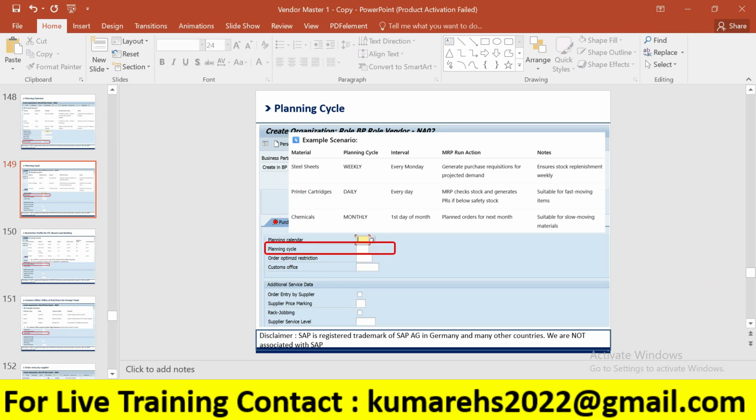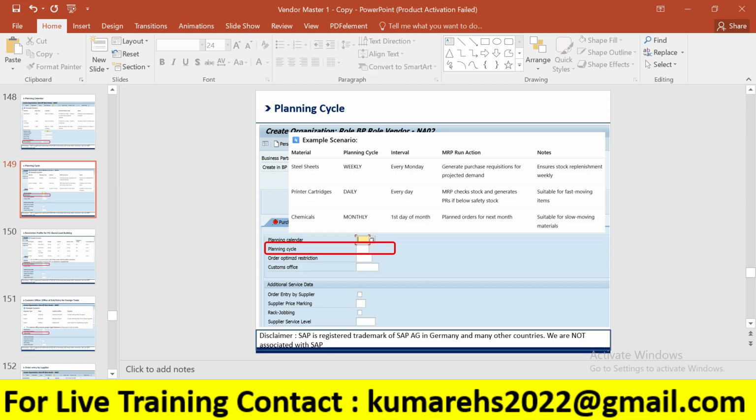Step number 3, MRP run. SAP checks the material on assigned dates and generates procurement proposals based on the stock levels, safety stock, and forecasted or actual demand. So here the SAP transaction and field: MD01, MD02, MD03 for MRP run. Material master planning cycle assignment.